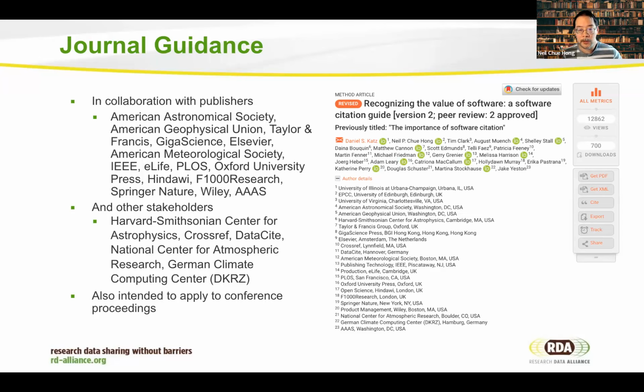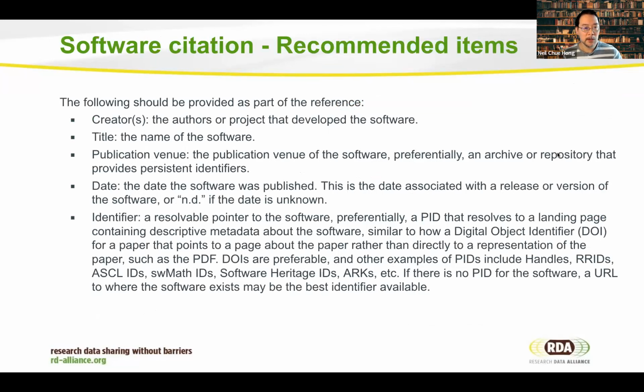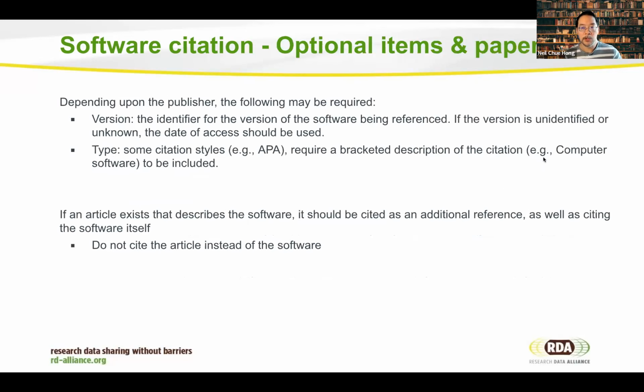And so there's a FORCE11 F1000 article called Recognizing the Value of Software, a Software Citation Guide, that sets out our expectations of how the software citation principles can be applied, along with some guidance. And so what we do here is we define what the recommended fields for software citation are, including making sure that the authors, the title, and an identifier are placed as part of the reference. And also what are the optional items.